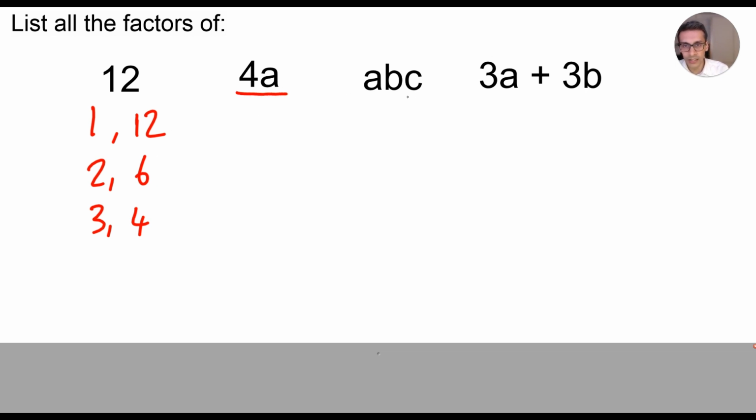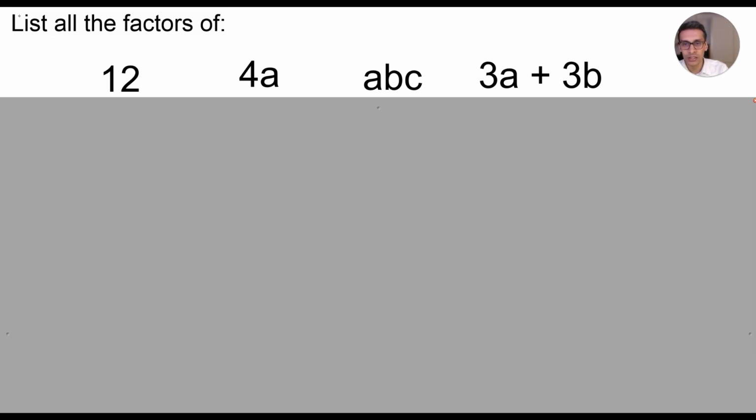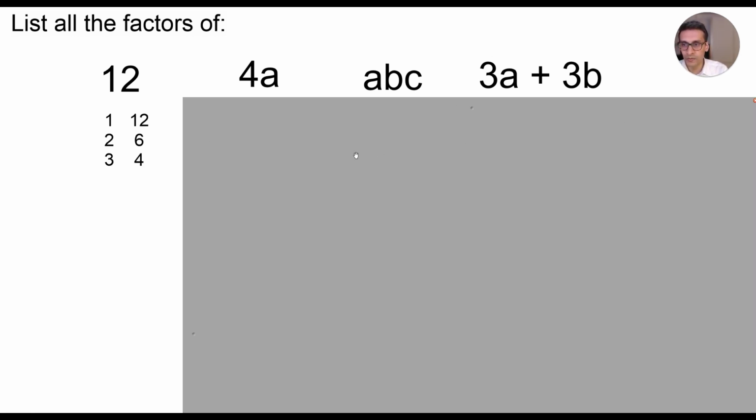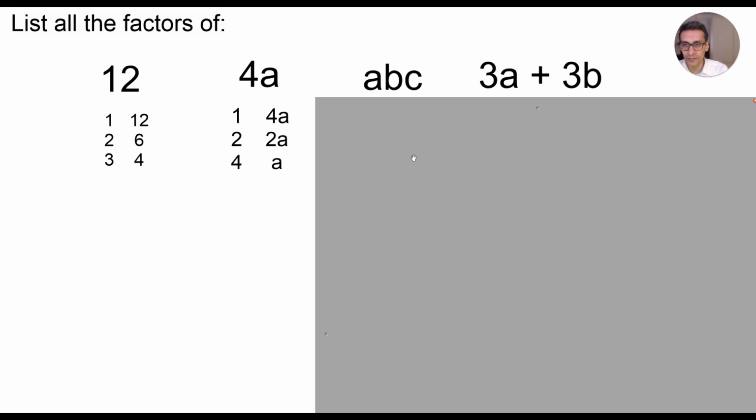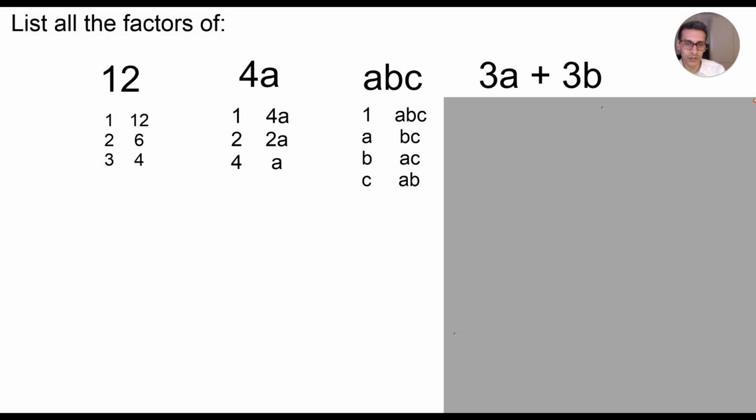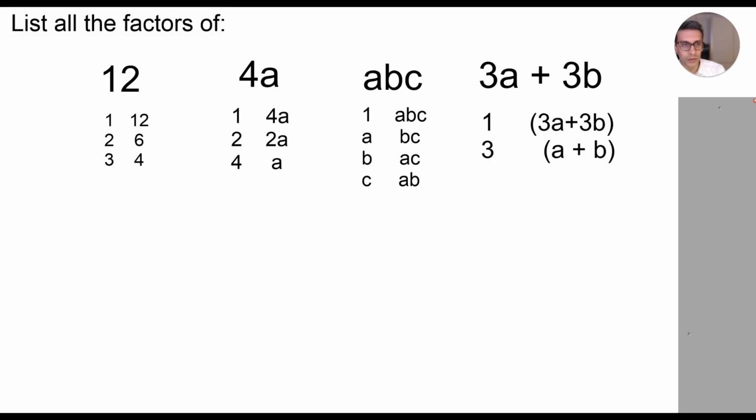Can you list all the factors of the following? Pause the video and have a go with that, and then I'm going to show you the answers. Okay, so here are the answers: all the factors of 12, and factors of 4a. You may have forgotten to write the 1, that's really important. You may have also forgotten 4a. So be careful you're not silly with those types of listing factors. And then for ABC, those are all the factors. And then for 3a plus 3b, those are all the factors there.